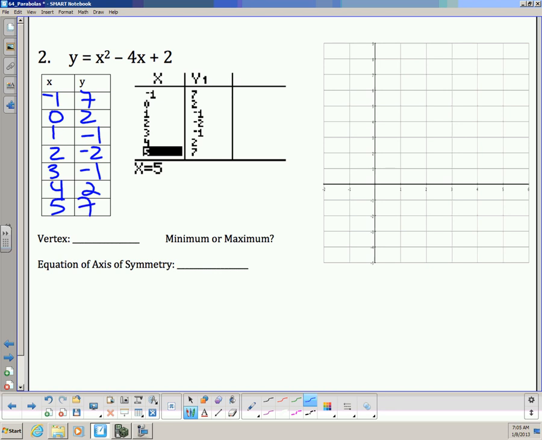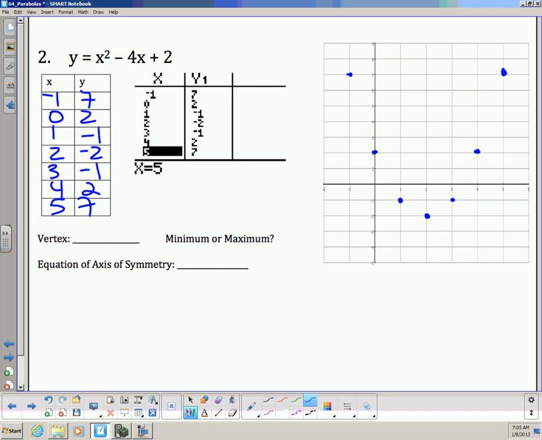There are my numbers. Okay? And I can plot these on the graph. So negative 1 comma 7, there it is. 0 comma 2, there it is. 1 comma negative 1, there it is. 2 comma negative 2, there it is. 3 comma negative 1, there it is. 4 comma 2, there it is. And 5 comma 7.